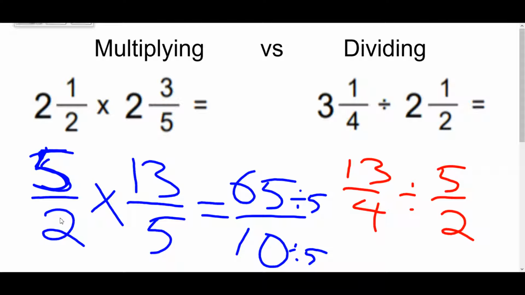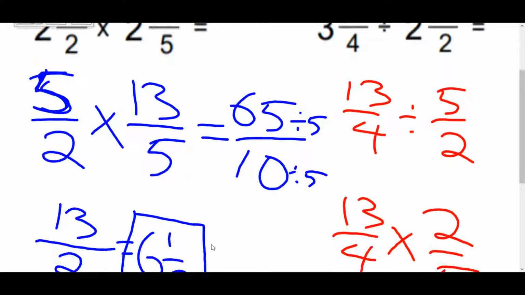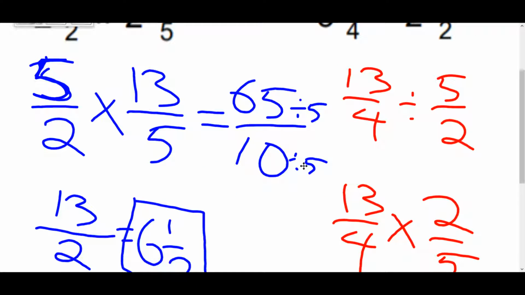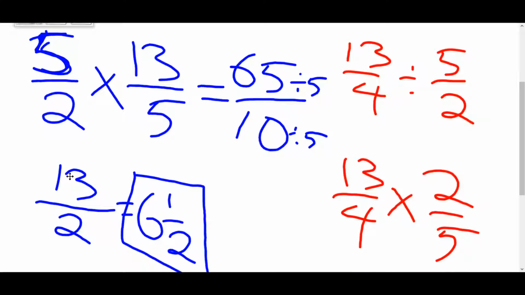So we have 5 over 2. 2 times 2 plus 1 is 5 over 2, changing them from mixed to improper. Same thing here. 5 times 2 is 10 plus 3 is 13 over 5. Then we multiply across, and we get 65. Multiply across the bottom, we get 10. 65 and 10 have 5 in common, so we divide the top by 5 and get 13, and divide the 10 by 5 and we get 2. 13 divided by 2 would be 6 and 1/2. We're changing it from an improper fraction back to a mixed number.